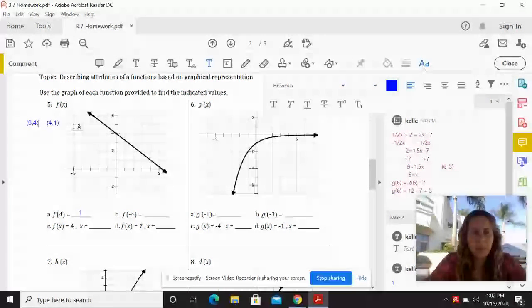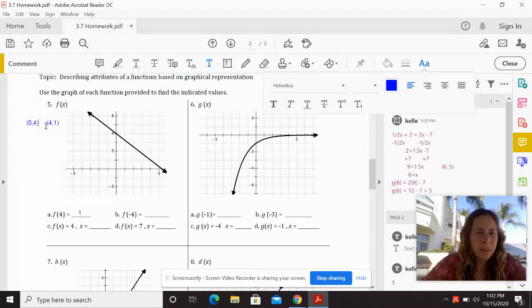0, 4. Okay. So those are my 2 points on the graph. So now that I know those, I can figure out the slope mathematically, or I can figure it out by counting. So from, here we go. I'm at 0, 4. How do I get down here? Well, let's see. I go 1, 2, 3, 3 down, 1, 2, 3, 4, 4 over.